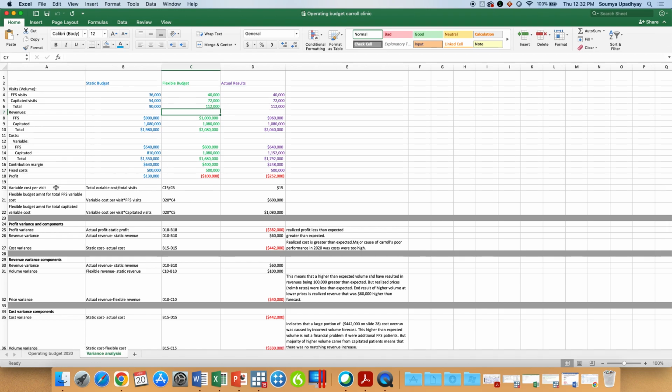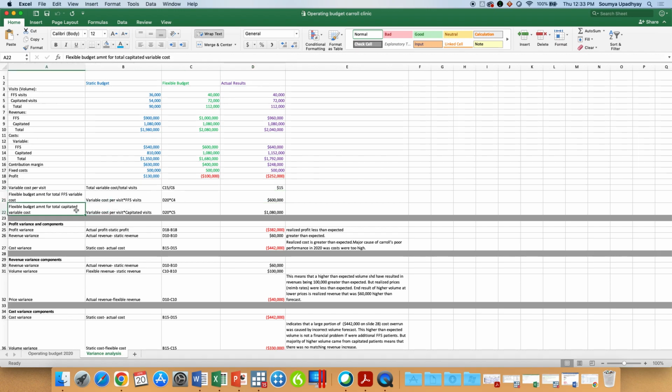So the first thing we calculate is the variable cost per visit, which is total variable cost divided by total visits. I have also written down the formulas for you. Besides that, I have also given you the cell numbers so you don't have to go looking for those. So these cell numbers help you in calculating this actual value, which is total variable cost divided by total visits, at $15. Flexible budget amount for total fee for service variable cost is variable cost per visit multiplied by fee for service visits, and that is D20 multiplied by C4, and that is $600,000.